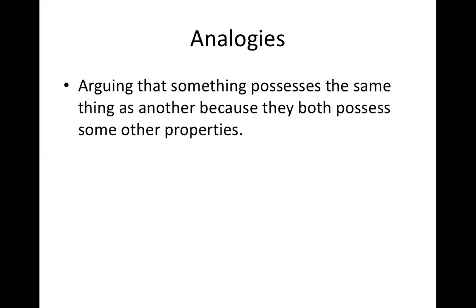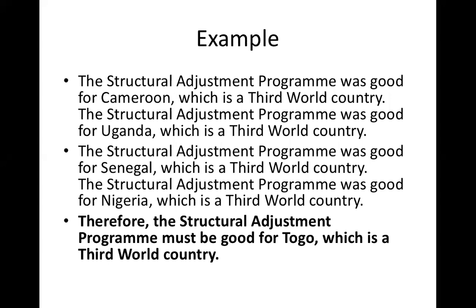Then we have analogies. Some inductive arguments are in the form of analogies, arguing that something possesses the same thing as another because they both possess some other properties. Analogizing from one thing to another. Example: the structural adjustment program was good for Cameroon, which is a third world country. It was good for Uganda, which is a third world country. It was good for Senegal, which is a third world country. It was good for Nigeria, which is a third world country. Therefore, the structural adjustment program must be good for Togo, which is a third world country.